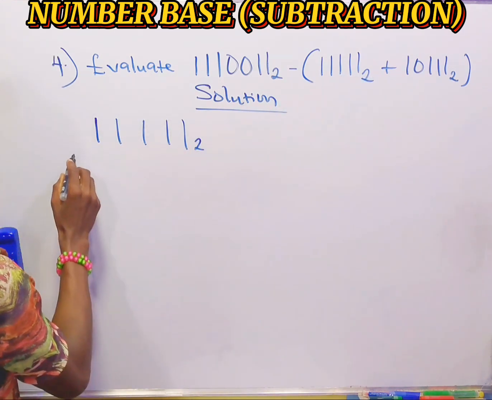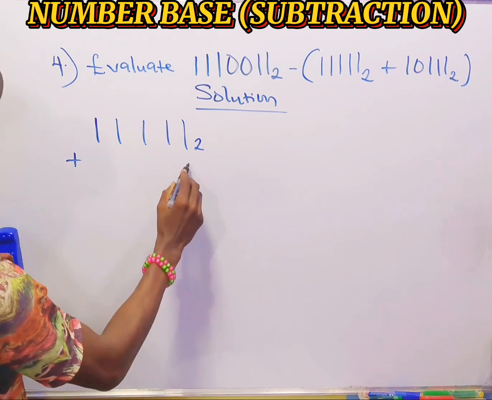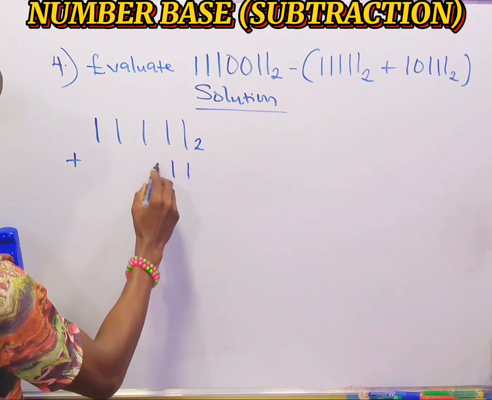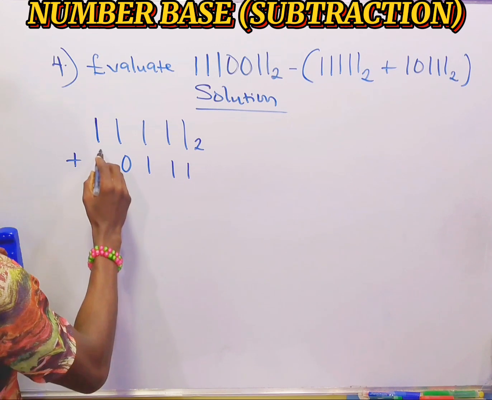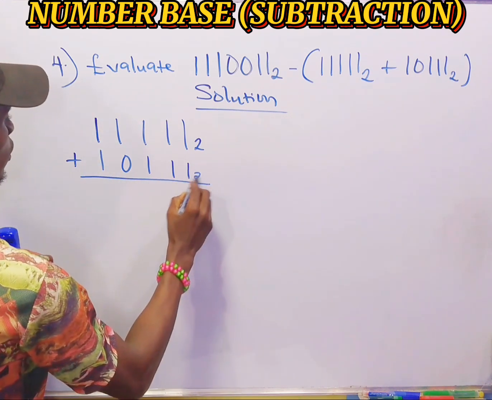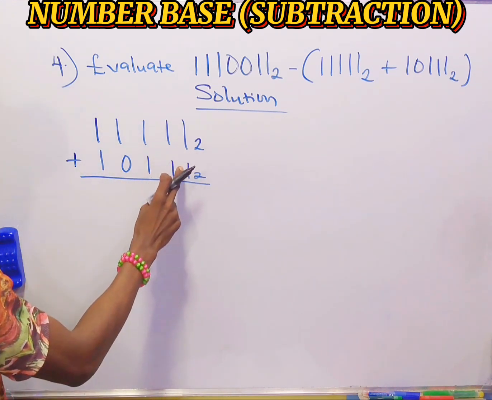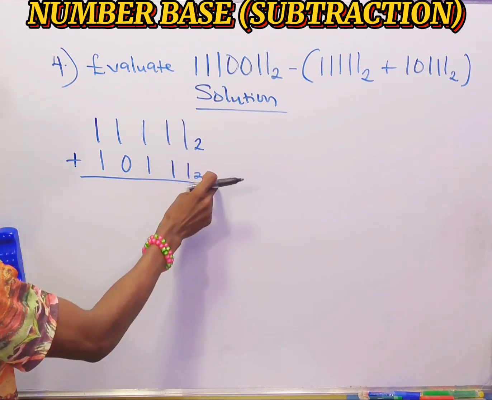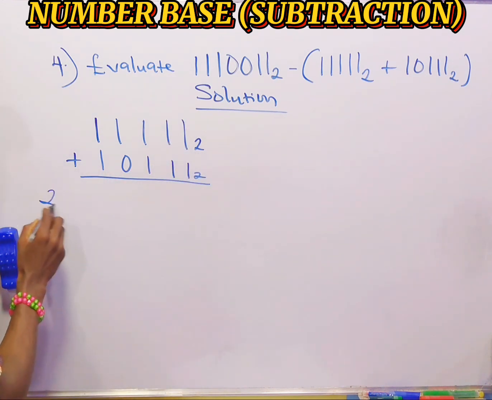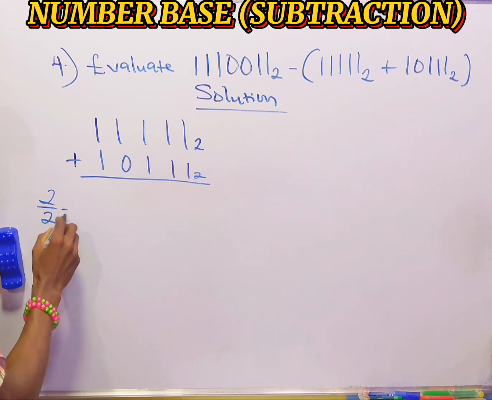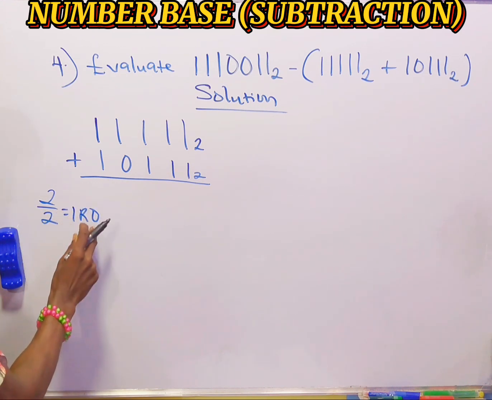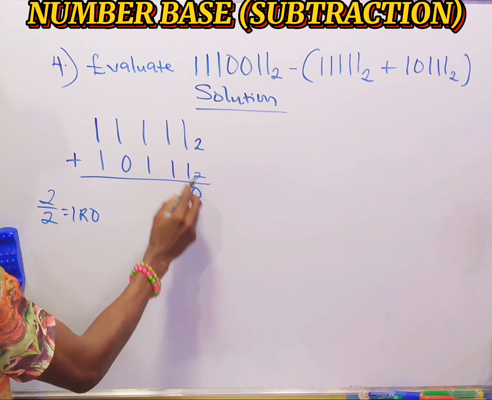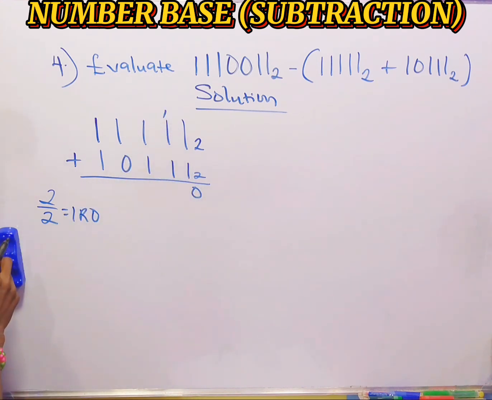base 2 plus 10111 also base 2. 1 plus 1 is 2. And since you're dealing with base 2, we can't have our result as 2. So therefore, we say 2 divided by 2, which is 1 remainder 0. So we write our remainder, which is 0, and add the 1 to the next value.